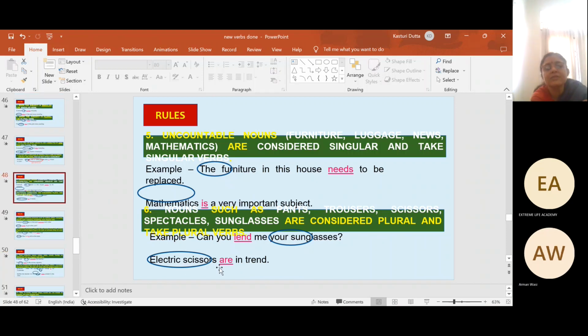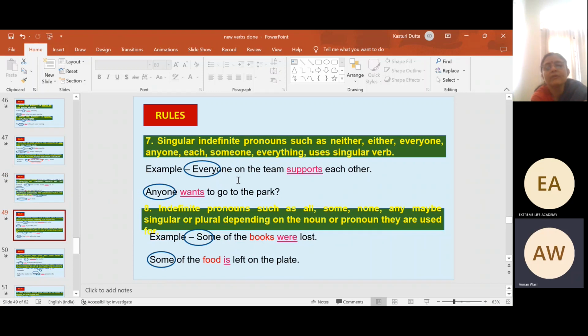So this is, see, electric scissors and all this. Everyone on the team supports each other.